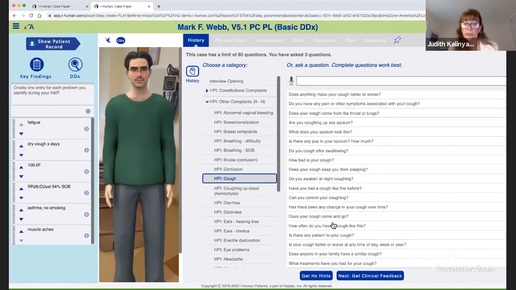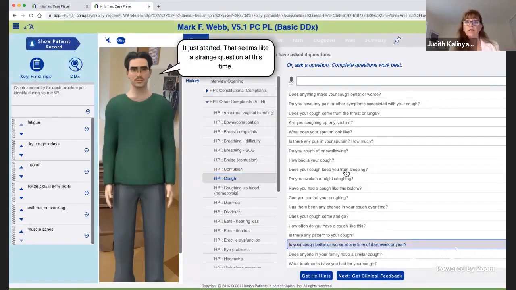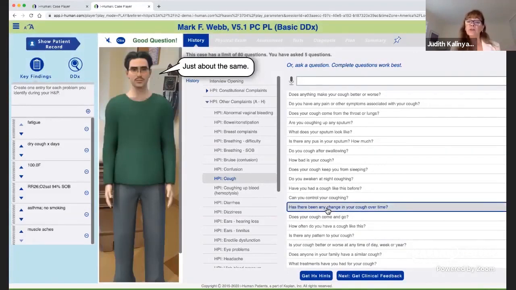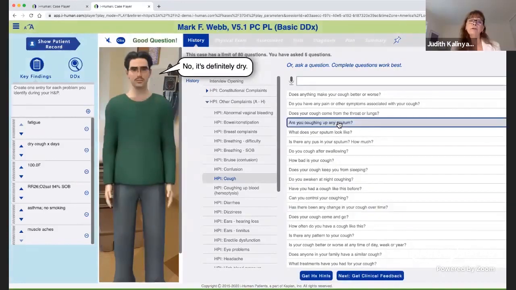Does your cough keep you from sleeping? Okay, is your cough better or worse at any time of the day or year? You probably didn't want that, you just wanted any time of the day. Has your cough changed over time? That's always an important one. Is it getting worse? Is it getting better? What else do we want to know about the cough? Is it productive or non-productive? Yeah, are you coughing up sputum?